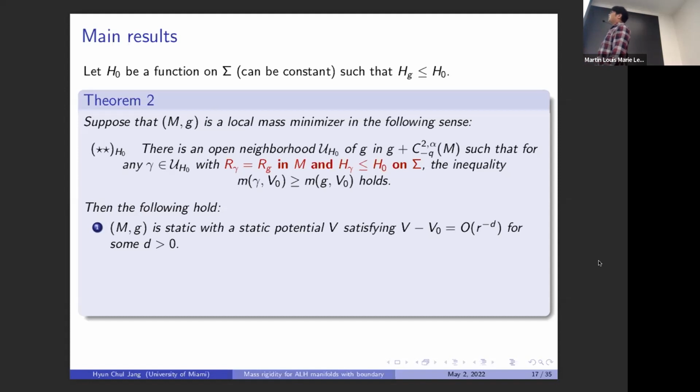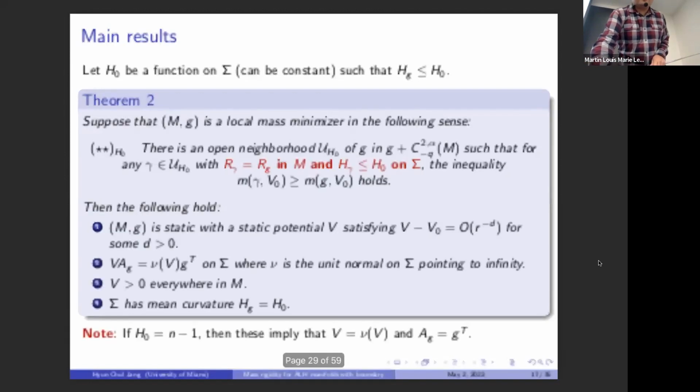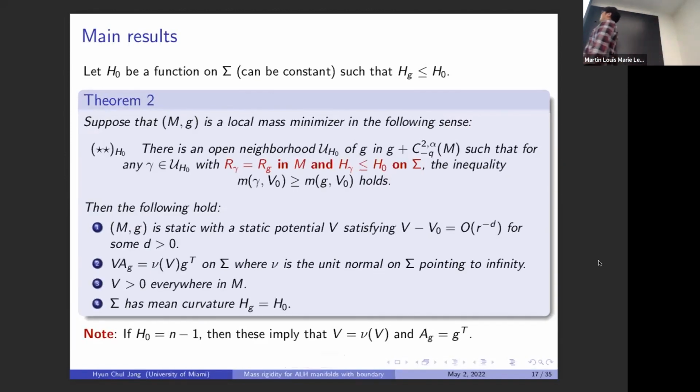Okay, then the first conclusion, we still have this static potential because, as you can see, we are enlarging our constraint space. So we already have a static potential from theorem one, okay? But the reason why we consider this is that we want to have more properties on the boundary about the static potential and geometry. So if one assumes this minimizing condition, then we can also derive the other three conditions there, okay?